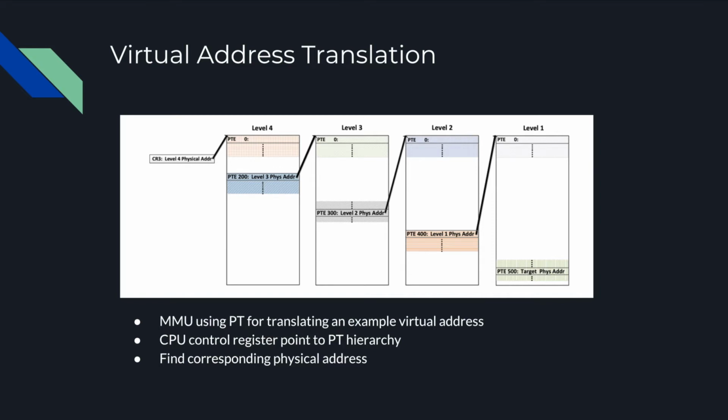And as can be seen in this picture, the MMU actually uses the page table for translating an example virtual address. First, the CPU controls a register known as CR3, which will point to the highest level of the page table hierarchy, which is level 4. This page table entry has a reference to the level 3 page. And notice that this time the offset is actually 300. Repeating the same operations for page table pages at level 2 and 1, the MMU can then find the corresponding physical page for the example virtual address at the page table entry at level 1 page.